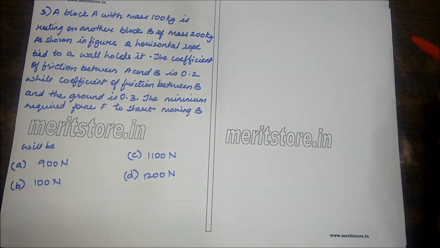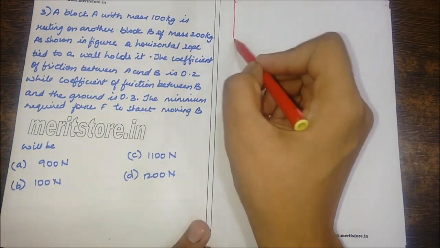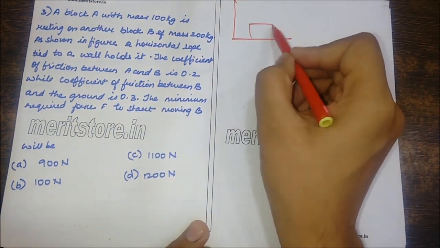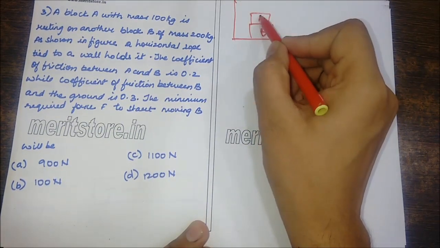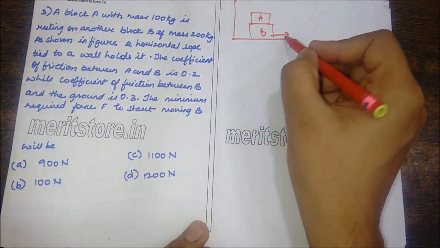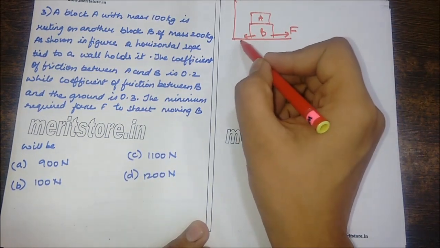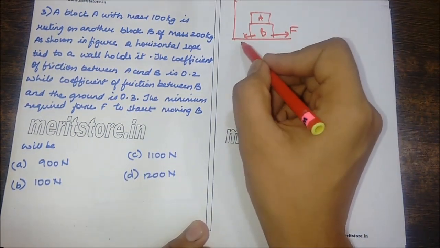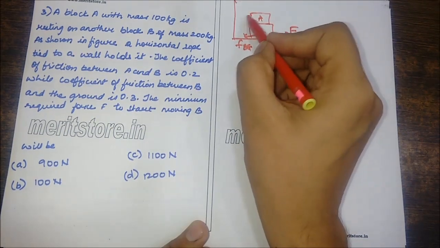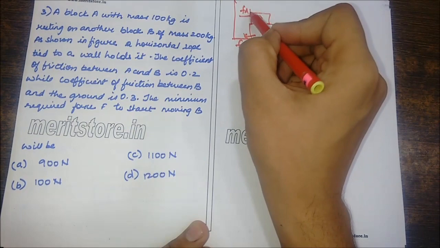A block A with mass 100 kg is resting on another block B of mass 200 kg as shown in the figure. A horizontal rope tied to the wall holds it. The coefficient of friction between A and B is 0.2, while coefficient of friction between B and the ground is 0.3. The minimum required force F to start moving B is. Let us draw a diagram and understand the question. Here we have block B, block A, force, ground, F of BG, F of AB.